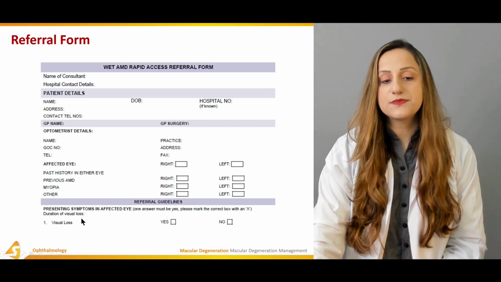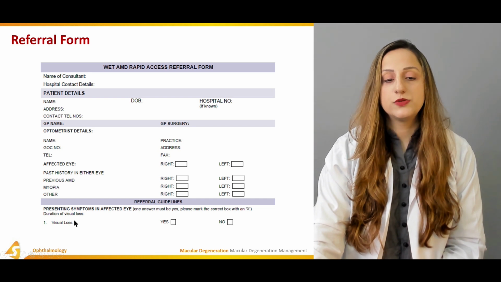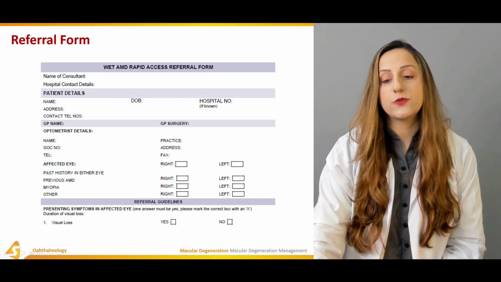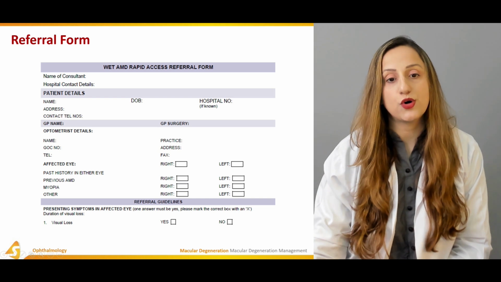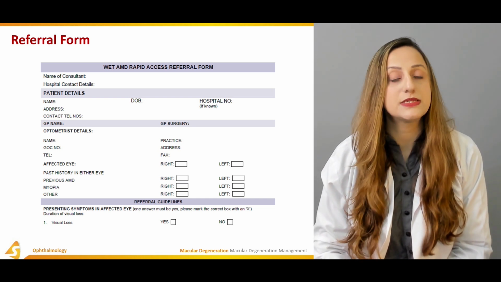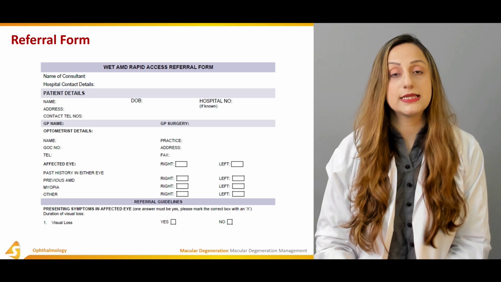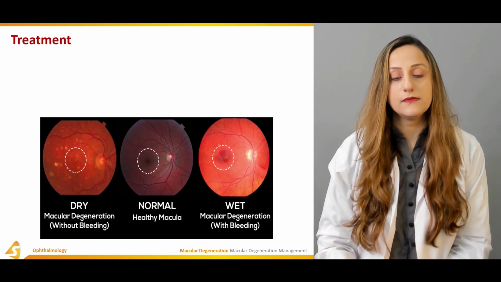The referral guidelines: presenting complaints in the affected eye, visual loss, and the duration of the vision loss, whether it is an acute kind of vision loss or a chronic kind of vision loss, has to be specified or mentioned over here in this referral form.